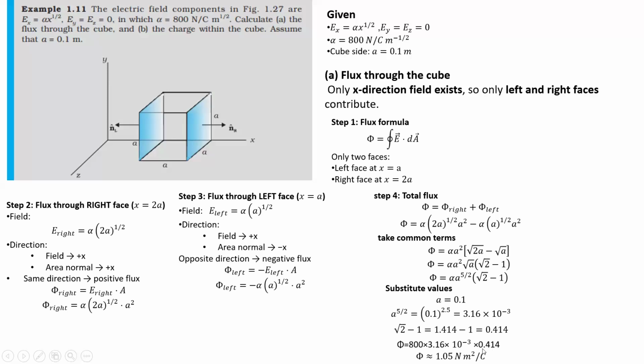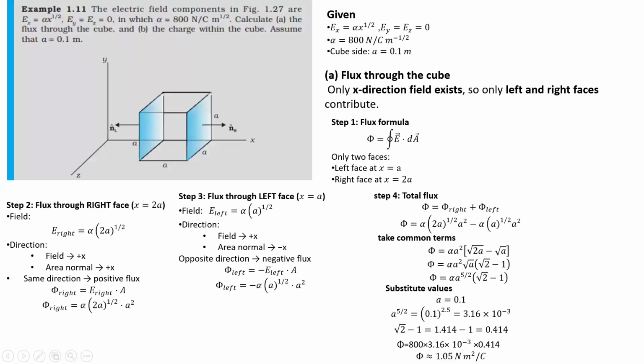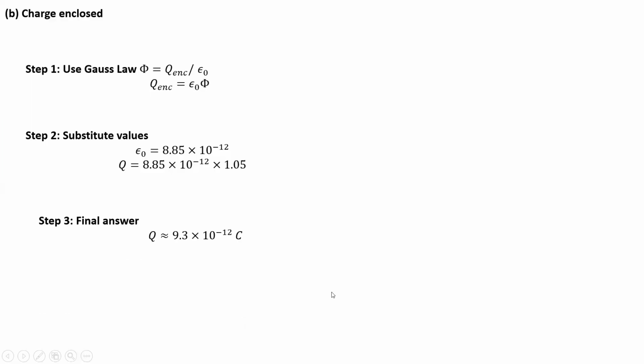This is the flux value. Now, what is the charge within the cube? So we have to go for the charge. As per Gauss theorem, flux is equal to total charge enclosed divided by epsilon naught. So charge enclosed equals epsilon naught into flux. In the previous step, we found the flux as 1.05. We'll substitute that value into epsilon naught. So the final answer is 9.3 into 10 to the power minus 12 coulomb. This is the total charge present inside.